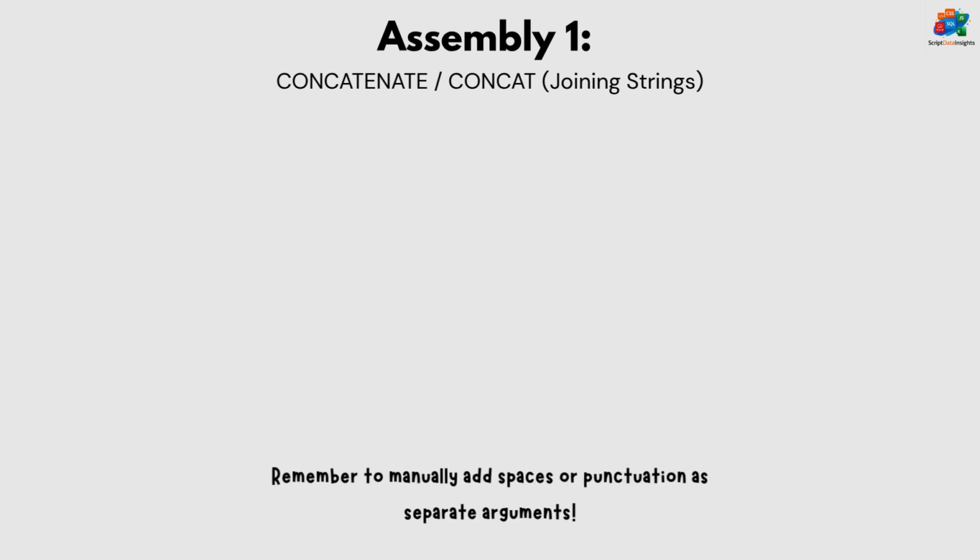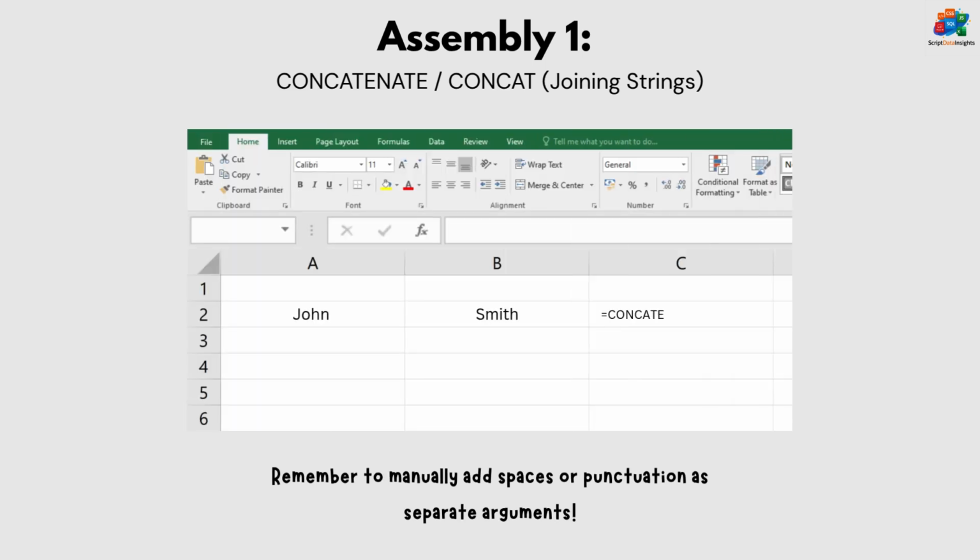Now, let's look at combining text, starting with assembly 1, CONCATENATE. The general principle is simple: remember to manually add spaces or punctuation as separate arguments. The formula =CONCATENATE(B2,", ",A2) joins the contents of B2, Smith, the comma and space, and A2, John, resulting in Smith, John. The newer Excel function CONCAT does the same thing more efficiently.